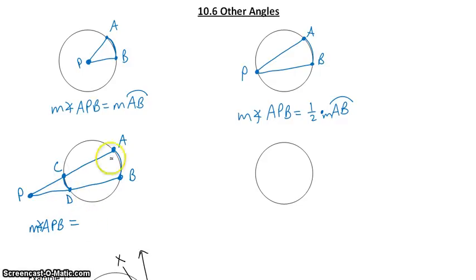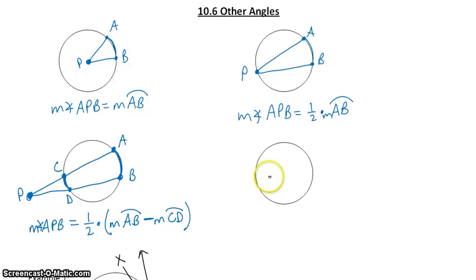The formula for an angle where the vertex is outside the circle is 1/2 times the measure of our big intercepted arc minus our smaller intercepted arc. Which makes sense, since we are subtracting, we're getting smaller than this inscribed angle.